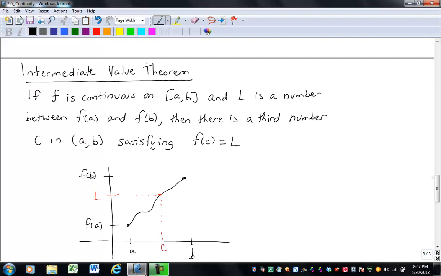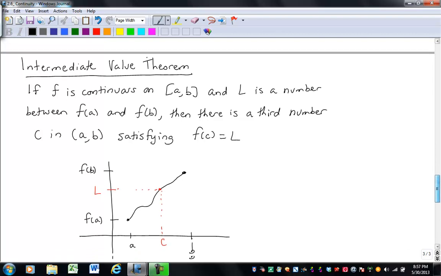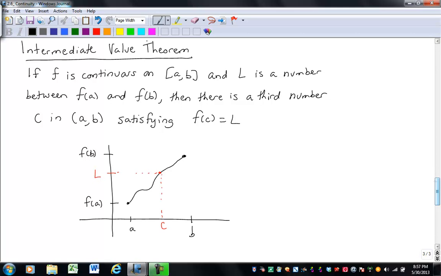So here it is in all of its glory. The intermediate value theorem, that's intermediate y value theorem. If f is continuous on some x interval from A to B, well, that just means that when I draw my graph, I don't lift my pencil off my paper. Here's an example of one. And L is a number between f of A and f of B. F of A is the y value at A. F of B is the y value at B. And L is some number between them.